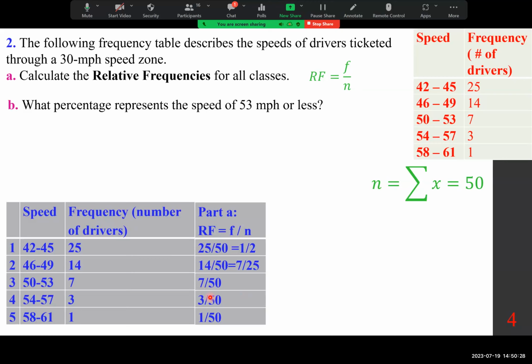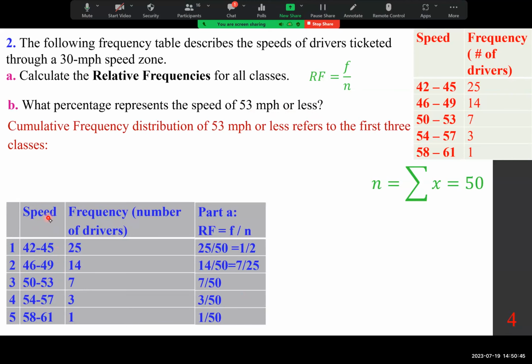What percentage represents the speed of 53 miles per hour or less? Well, the essence is 53 or less. The essence is the cumulative frequency distribution of 53 miles per hour or less. And that would be these numbers. We want the percentage, or in essence, relative frequency. So we want this one and this one and this one. We add them up.